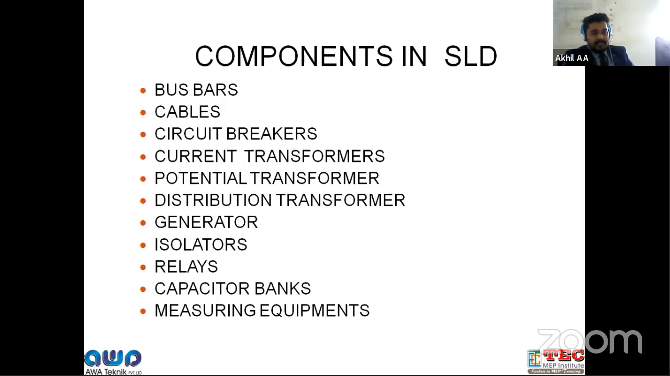Okay. Measuring equipment means current transformers used for measuring purposes, like ammeter, voltmeter, frequency meter, energy meter. So those are the measuring equipment. Capacitor banks are used to improve the power factor, to improve the efficiency of the system. Okay. Relays are switching devices for the circuit breakers. For switching the circuit breakers, we will be using earth fault relays, overcurrent relays, and the isolators.